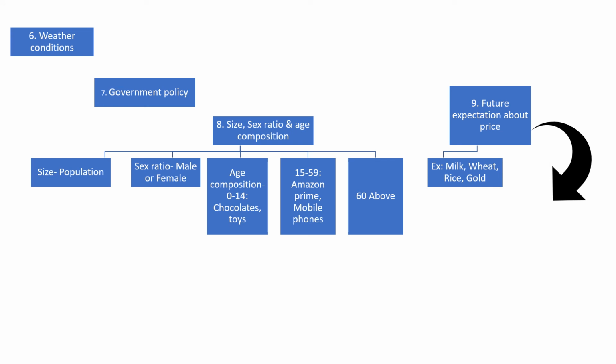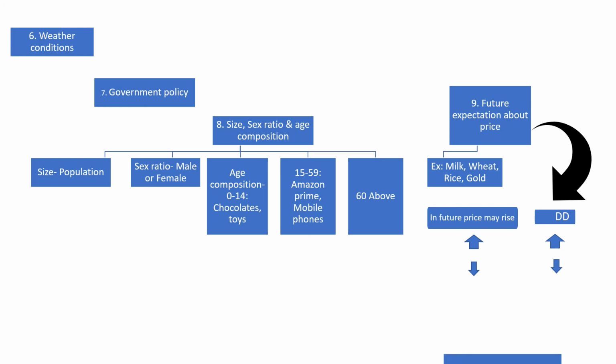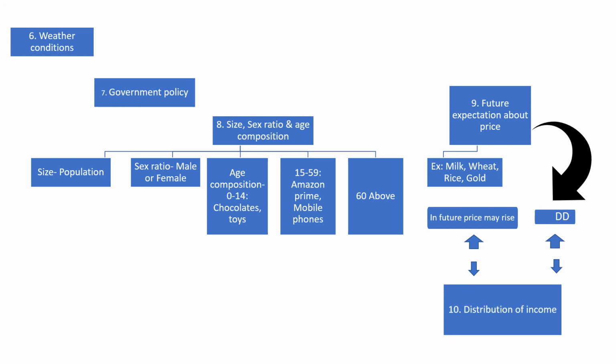Examples: milk, wheat, rice, gold. So this is what happens: in the future, if the price may rise, the demand for the product will rise. Tomorrow if prices go down, the product demanded will still be the same. So here it is a direct relationship.